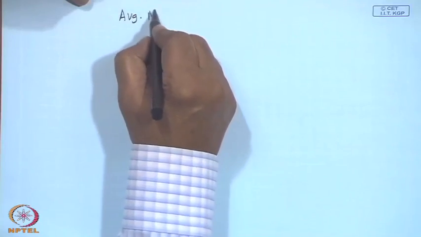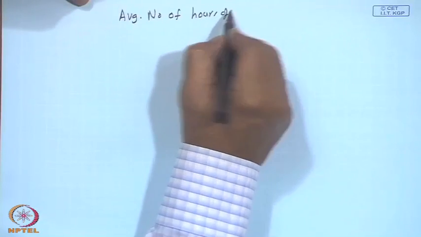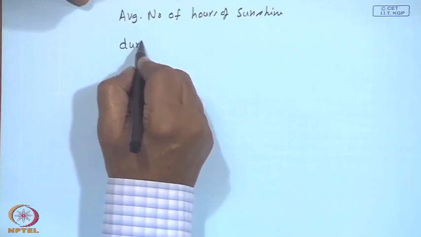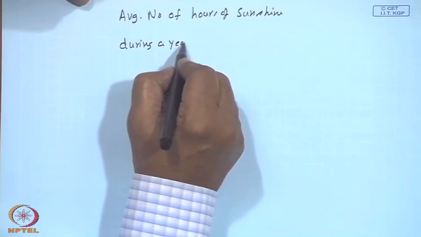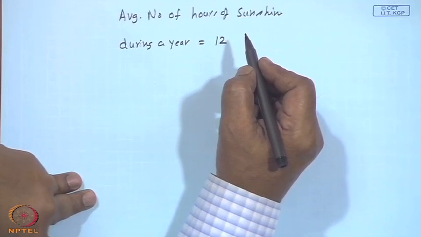I will give you an additional piece of information just through mathematics. Anywhere on earth, the average number of hours of sunshine during a year is 12, whether you go to the North Pole or the equator. At the equator it is 12 all the days, and at the North Pole it is 24 hours into 6 months plus 0 into 6 months. So, the average is again 12 hours.